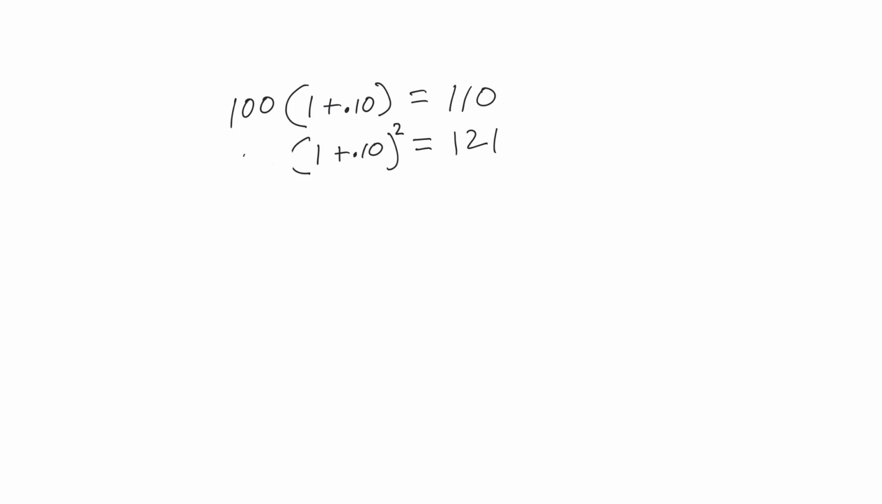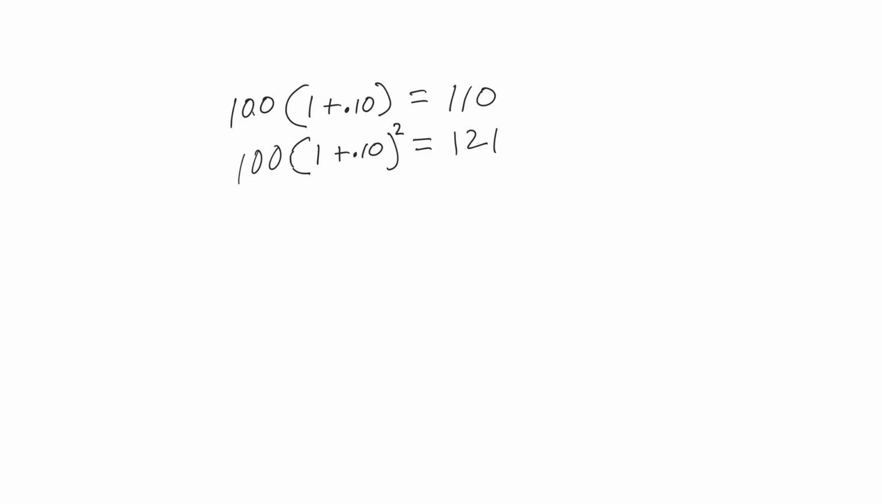There we go. Okay. So if we're going to invest $100 for 2 years, which is what we did, we invested it the first year and ended up with 110. Then we invested that 110 another year, ended up with 121. Well, rather than go through that twice, we can just say 100 times 1 plus 0.10 squared gives us 121.